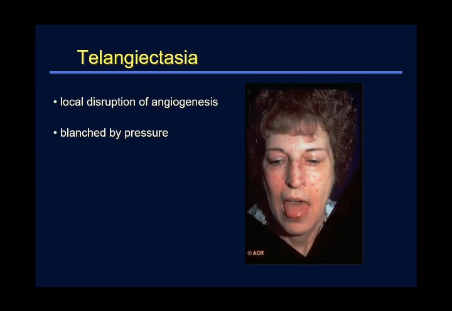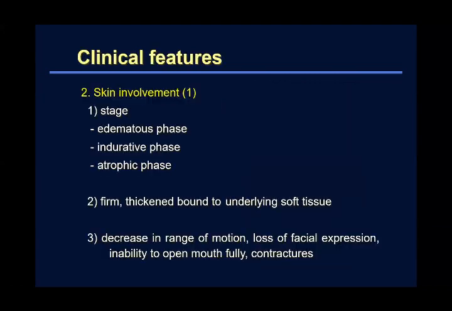Other patients who have skin manifestations can have telangiectasia. You can see in the skin there is a small dilatation of the arteries causing local disruption and angiogenesis. So they blanch on pressure. These are the telangiectasia, which can be seen on the skin, and mucous membranes like the tongue and the lips. This is the telangiectasia that can be seen as part of CREST syndrome.